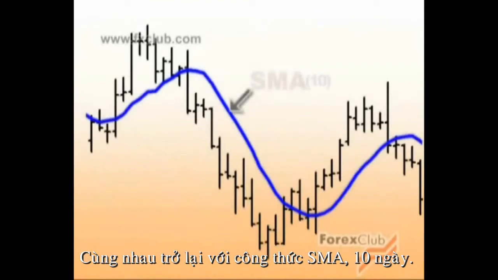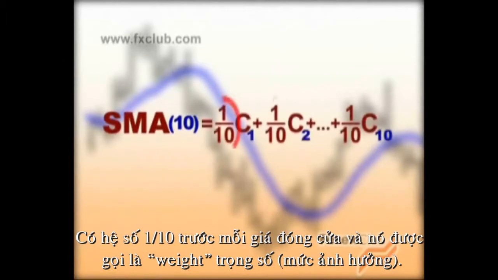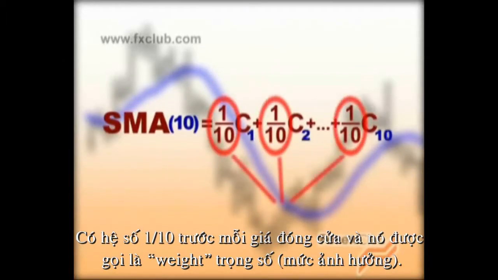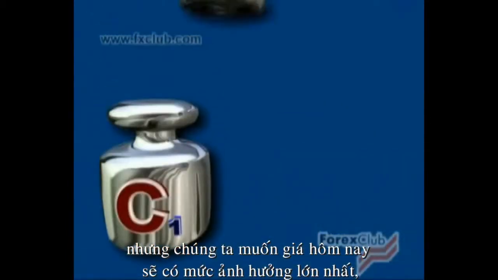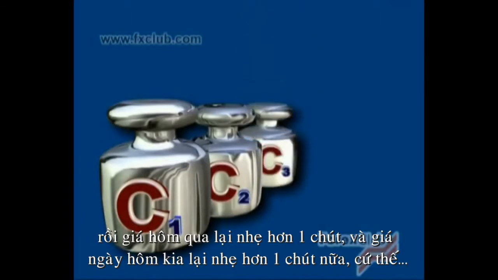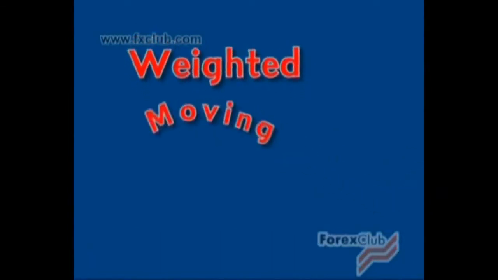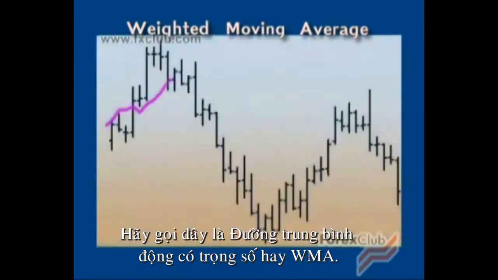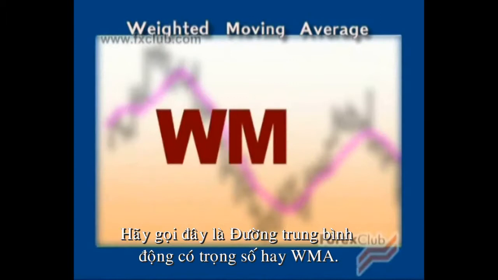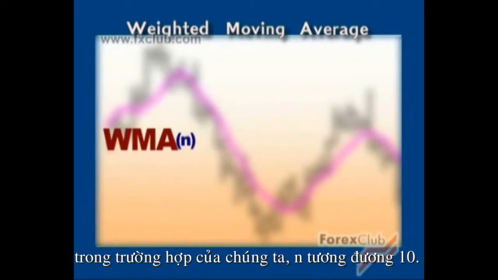And now let's go back to the formula of the 10-day simple moving average. There's a factor of 1/10 before each closing price, and it's called a weight. In a simple moving average, all the weights are the same, but we want today's price to have the most weight, yesterday's to be a little lighter, the day before yesterday's price to be lighter still, and so on. Let's call this a weighted moving average, or WMA. Naturally, it incorporates the variable of N, and in our case, N equals 10.